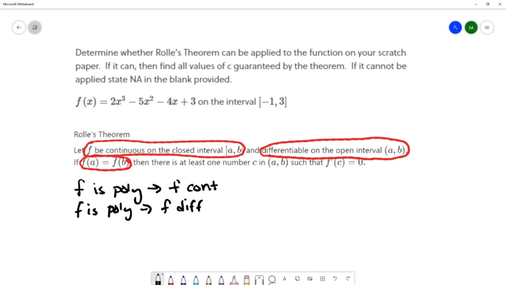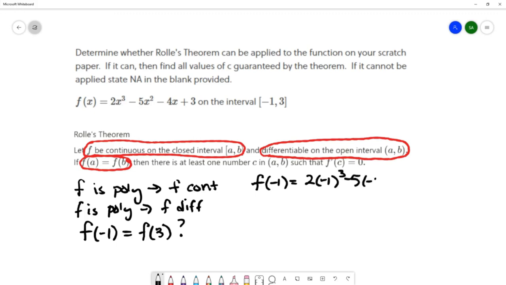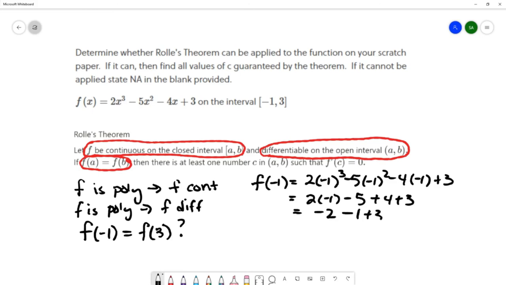So for us, we need to check to see if f of -1 is equal to f of 3. We have a question mark right now. So let's calculate f of -1. That's 2 times -1 cubed minus 5 times -1 squared minus 4 times -1 plus 3. That's 2 times -1 minus 5 plus 4 plus 3. It's -2 minus 1 plus 3. And that comes out to be 0.